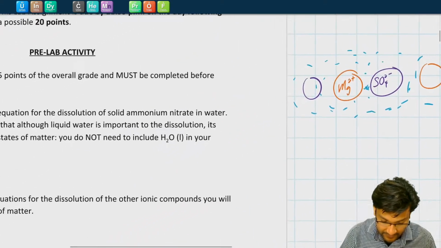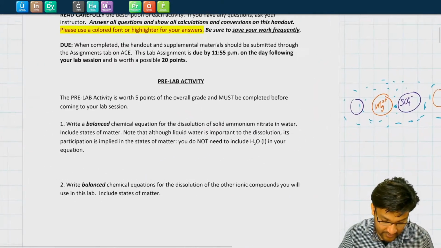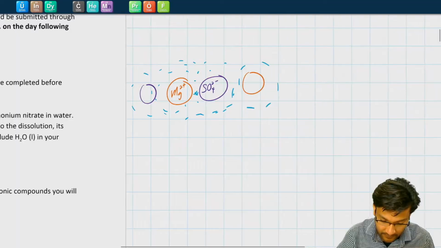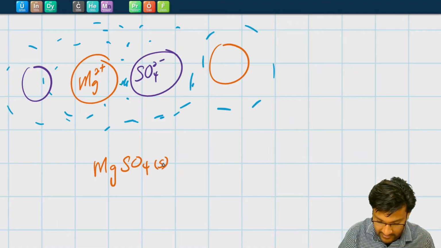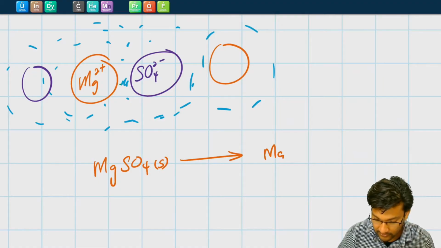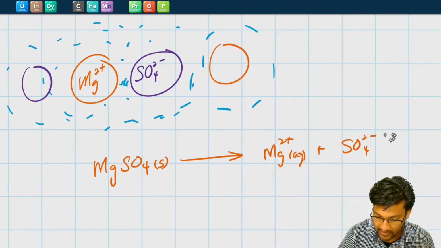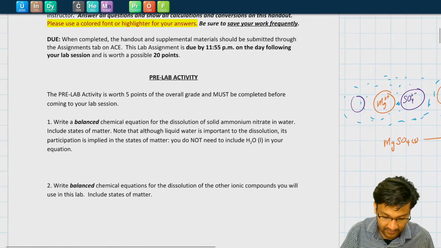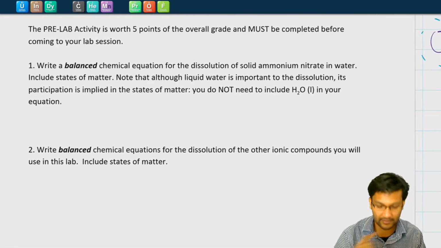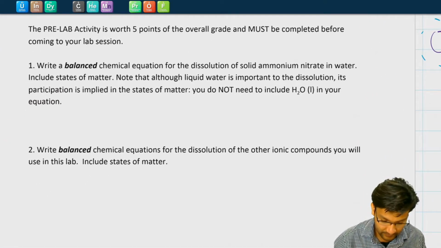So if we're thinking of writing the balanced chemical equation for the dissolution, we would start with the solid magnesium sulfate, and as it dissolves, it breaks apart into the ions, magnesium 2+ aqueous and SO4 2- aqueous. I used a different example than what your pre-lab is asking for, so make sure you write the correct balanced equation.